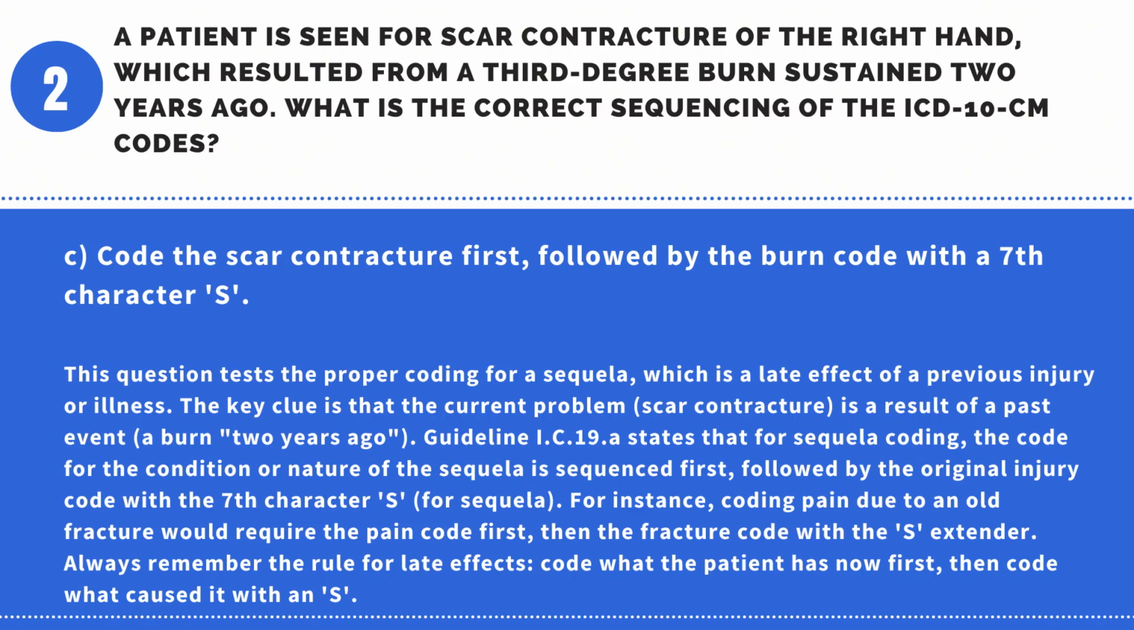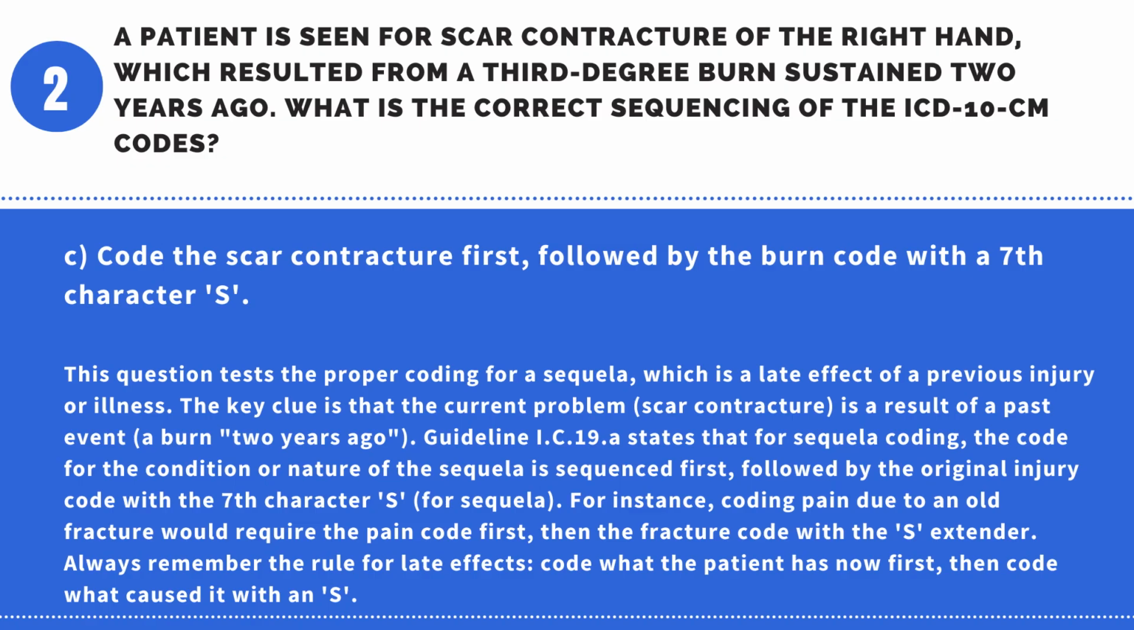This question tests the proper coding for a sequela, which is a late effect of a previous injury or illness. The key clue is that the current problem, scar contracture, is a result of a past event, a burn 2 years ago. Guideline I.C.19. states that for sequela coding, the code for the condition or nature of the sequela is sequenced first, followed by the original injury code with the 7th character S, for sequela.